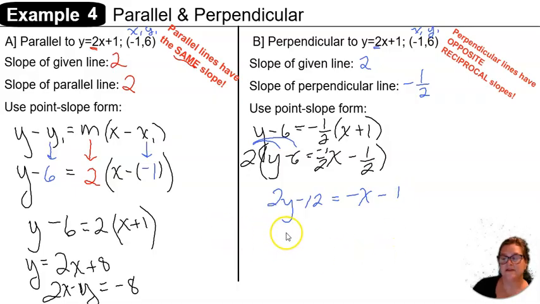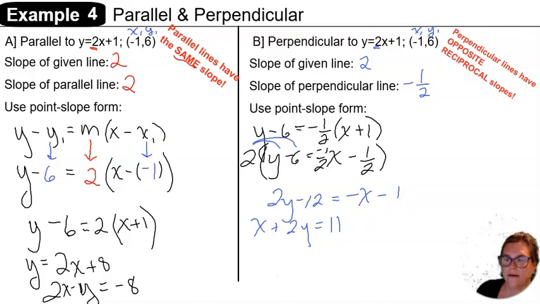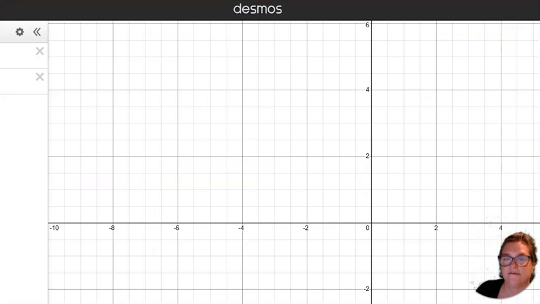Okay, now we want to get into standard form. So we're going to add x to both sides and add the 12 to both sides. So we'll have x plus 2y is equal to, and then adding 12 to both sides, we've got a 12 minus 1, which is 11. Okay, so let's take a look at the graph of these two lines.